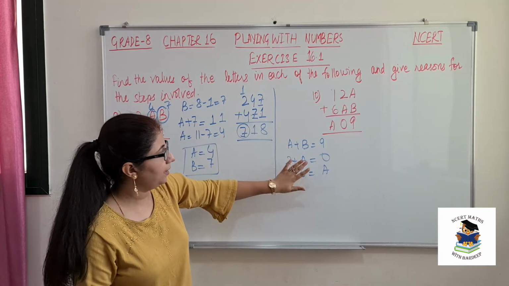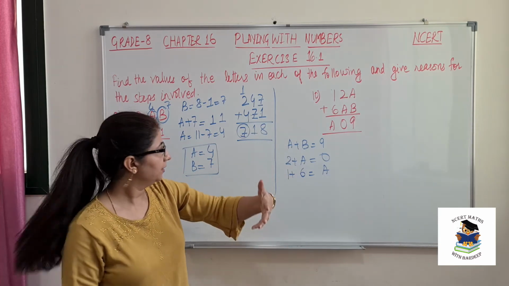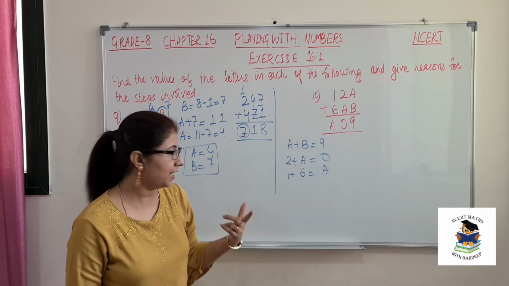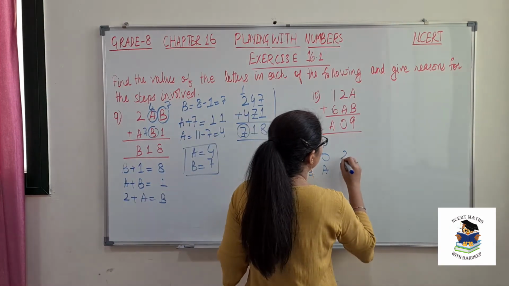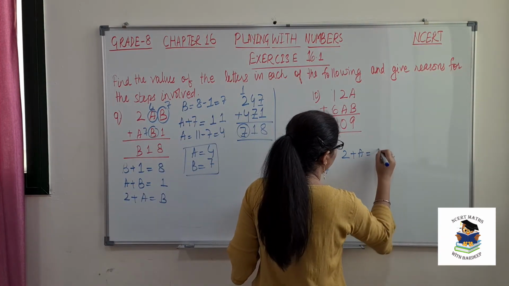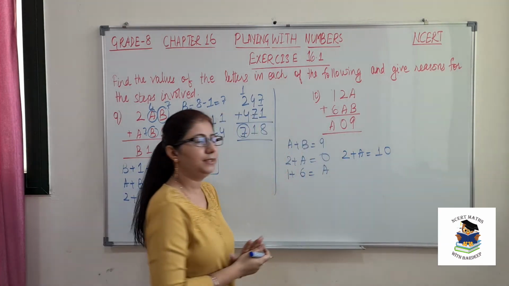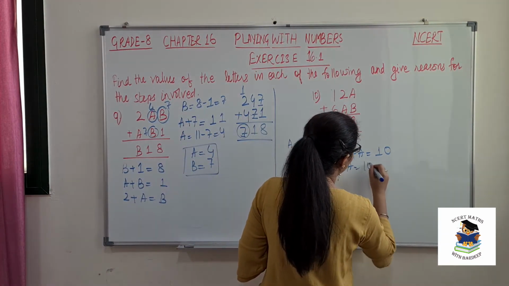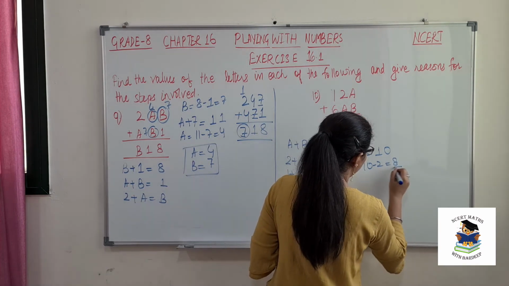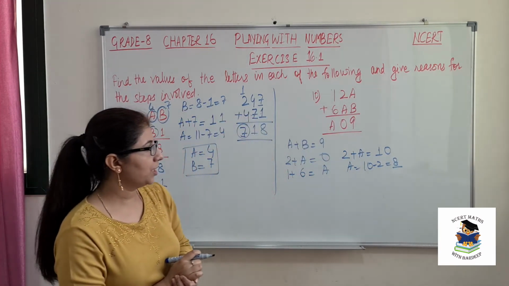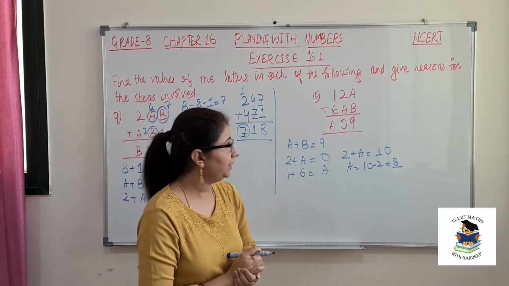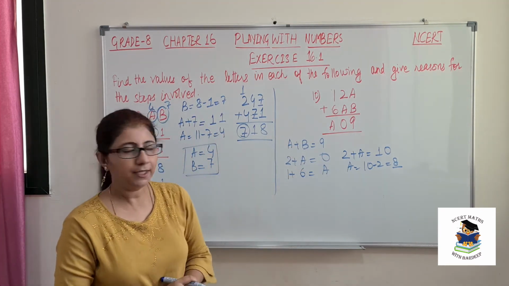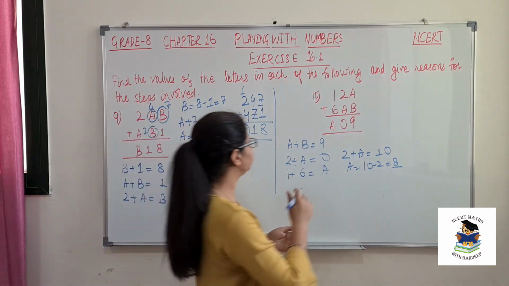So 2 plus A means something when we add to 2, we cannot get 0, we will get 10. So that means 2 plus A should be equal to 10. Then what is the value of A? This is 10 minus 2 as 8. So that means the chances of A can be 8. Now let's see if we put A as 8, whether we get all the values or not.